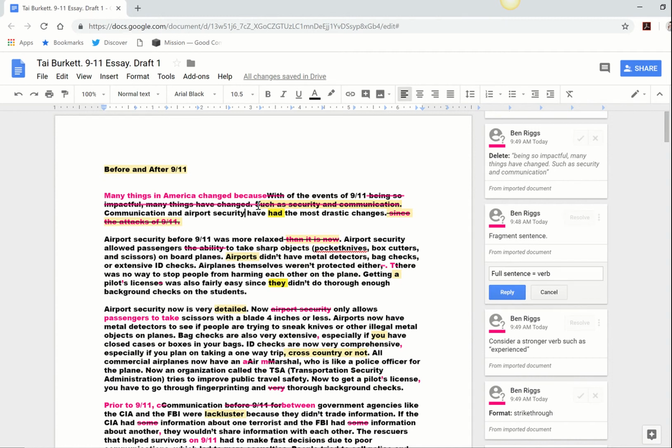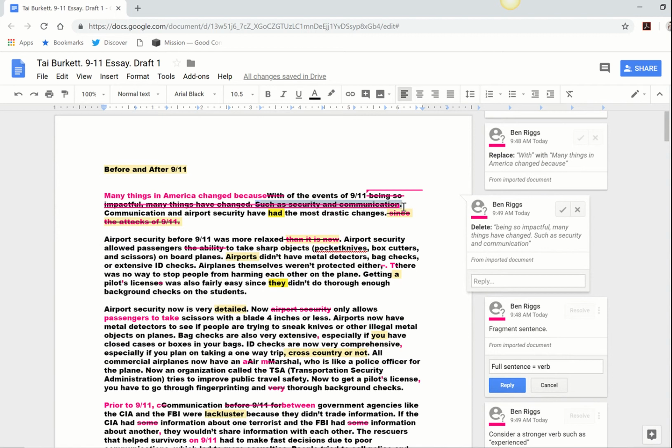So just make sure you keep that in mind for next time. But also, this is your thesis, right? So you're stating a lot of things changed in America because of 9/11. But specifically, security and communication are the things that have had the most drastic impact. That's the whole point of your essay.